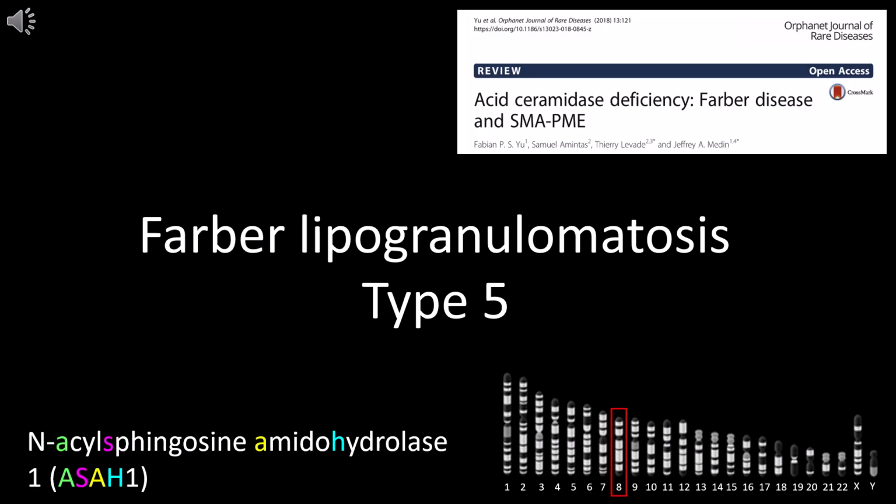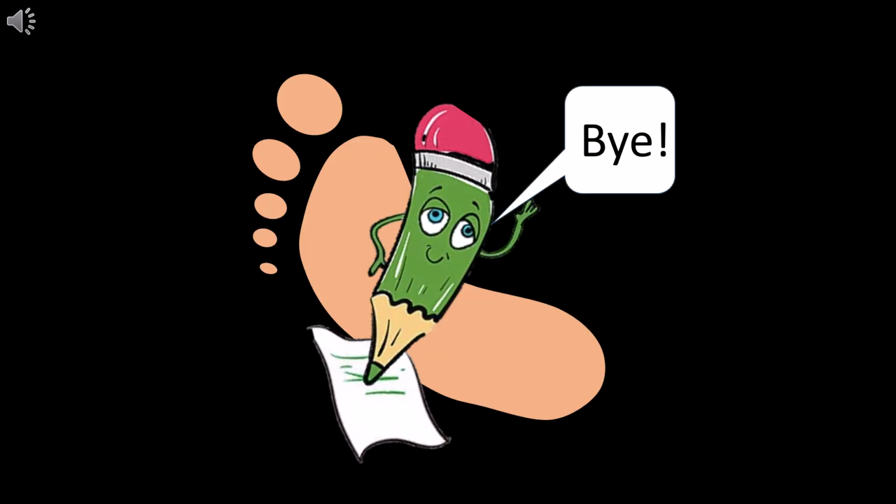Footnote: an ASAH1 gene mutation is associated with a syndrome that combines spinal muscular atrophy and progressive myoclonic epilepsy, and minimal, if any, evidence of subcutaneous or periarticular lipogranulomatosis. End footnote. Now let's say a few words about type 6.